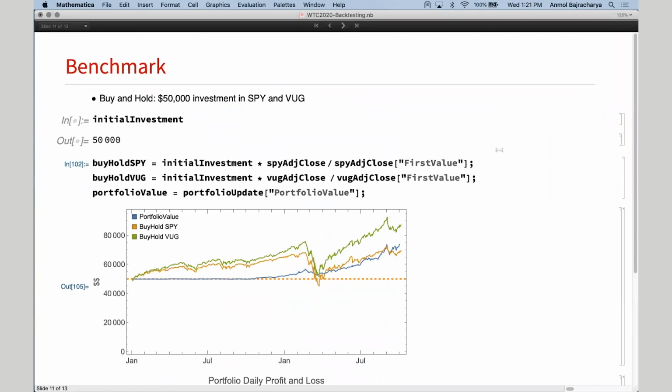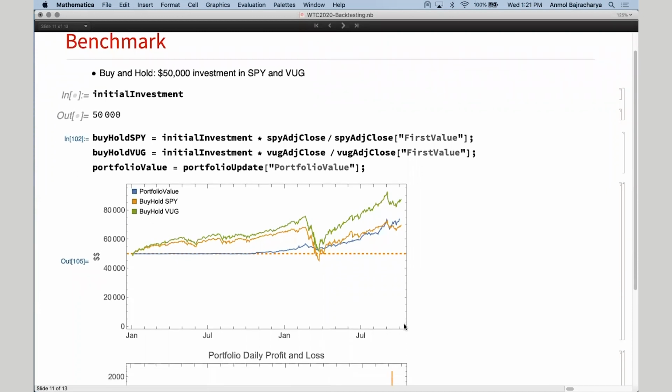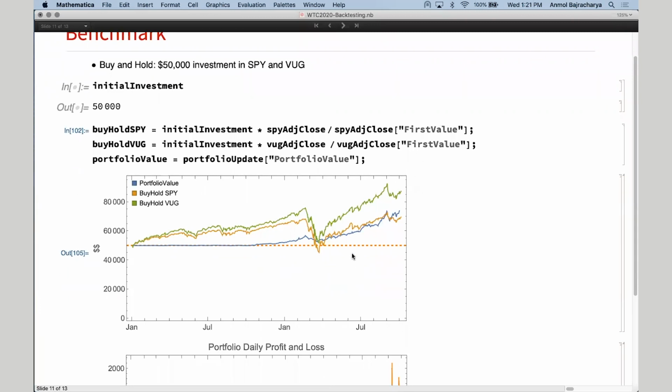So here, what I'm doing is comparing my portfolio value with benchmarks. Say, for instance, if I was investing the same amount of money in the S&P 500 ETF or the Vanguard growth index ETF, then how would that compare with our portfolio, right? So this graph basically shows you that, and it looks like the strategy, which is the blue line of our portfolio value, is not doing very well compared to Vanguard.